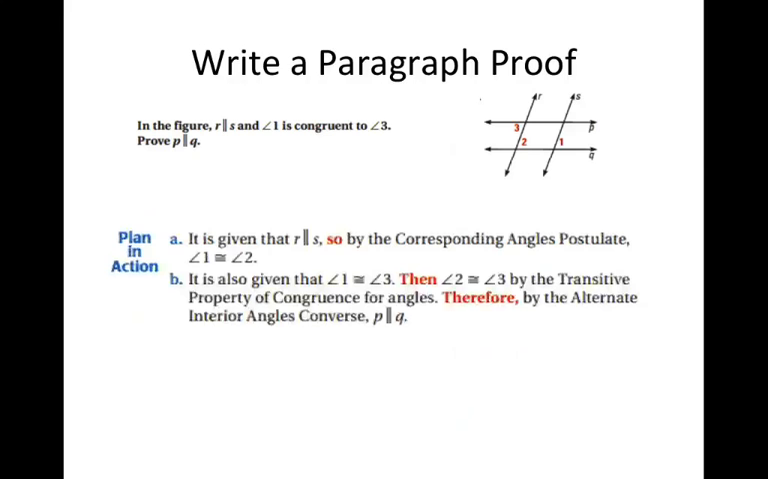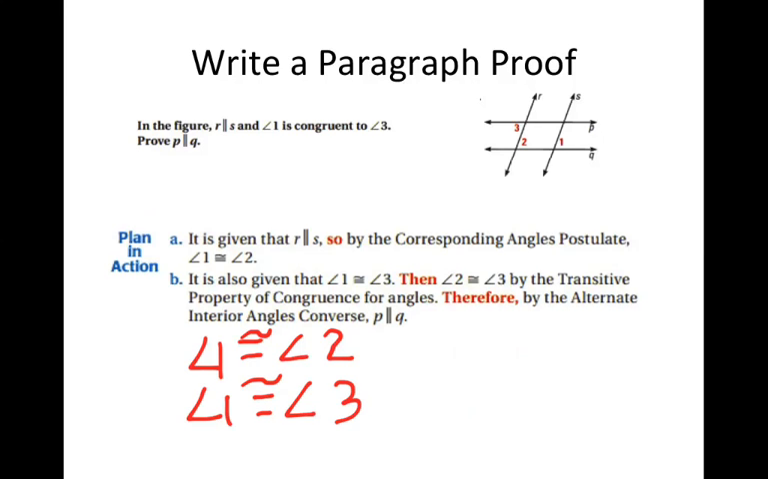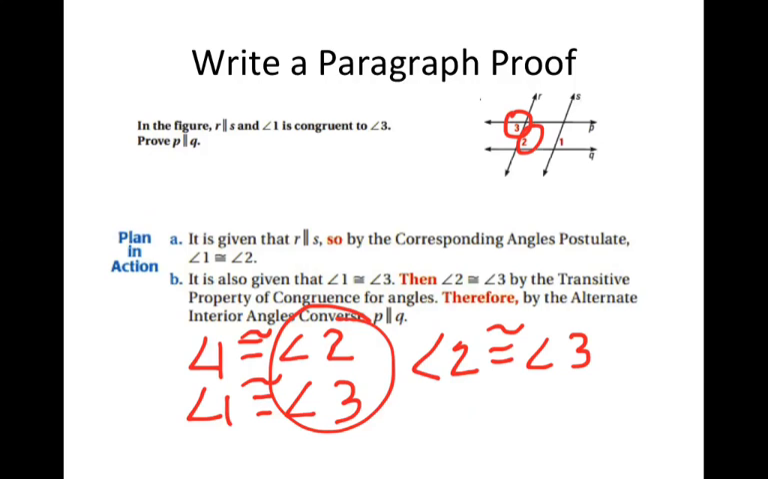Again, we've got angle 1 congruent to angle 2. Angle 1 is also congruent to angle 3. The transitive property says that angle 2 must be congruent to angle 3. We now have alternate interior angles that are congruent. So now we know by the alternate interior angle converse that P and Q must be parallel to each other. Just an example of a paragraph proof.